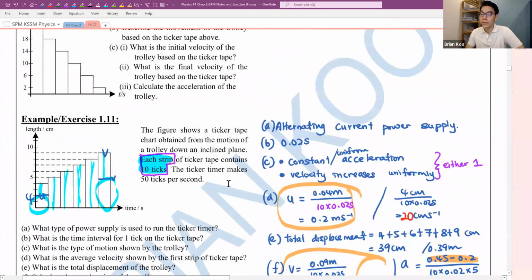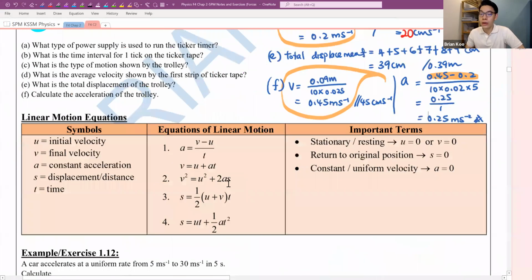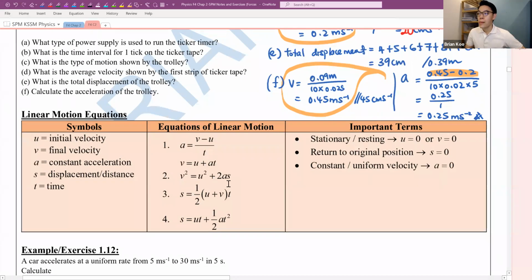Next one, linear motion equations. This is the next part of the first topic. First topic actually quite long. I know a lot of students have trouble with this. When I ask them what is the problem with this, they'll probably say, teacher, I don't know when to use which formula. If that is your problem, don't worry, I'll solve your issue today. If you are someone who doesn't know which formula to use, because we have four, right?